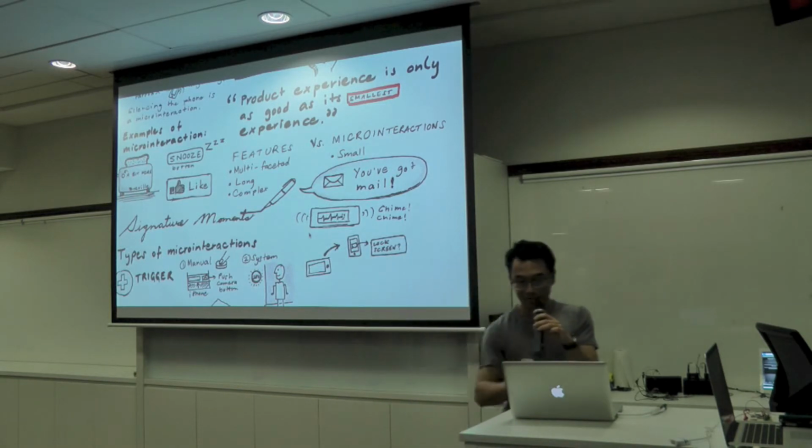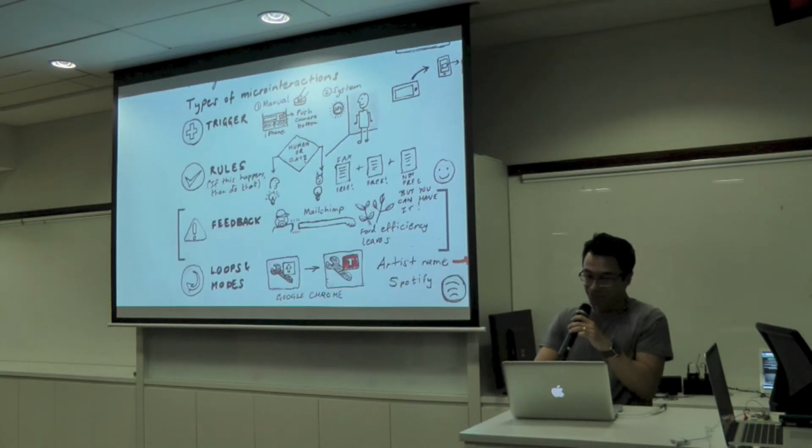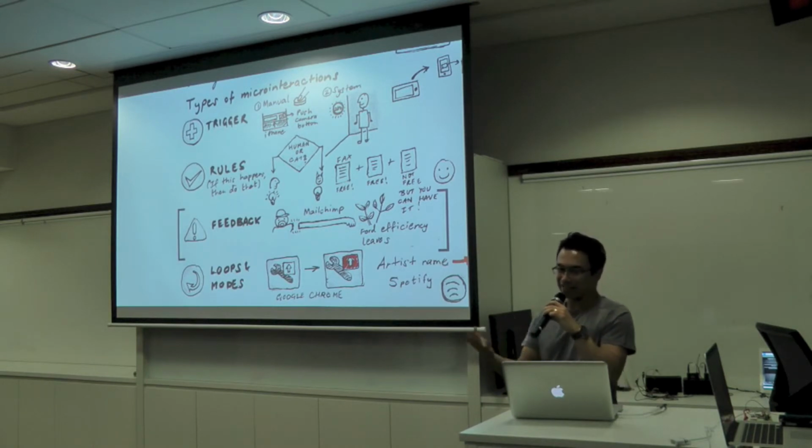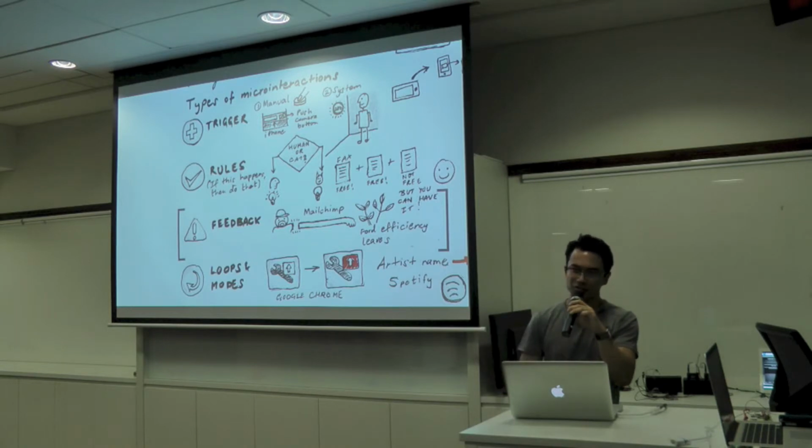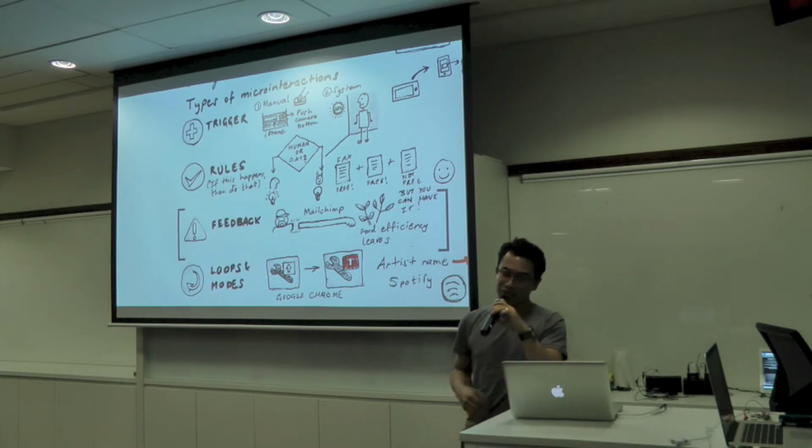Okay, types of micro interactions. I don't think they're actually types. I think I just wrote types, but I think they're more like the structure of micro interactions. So, they can be triggers.